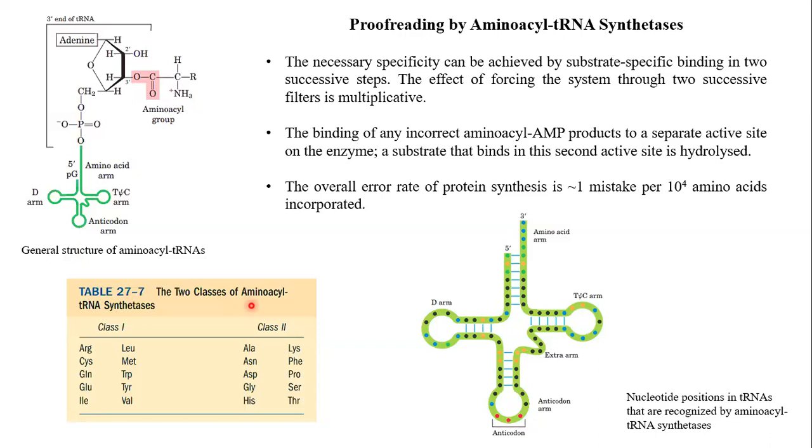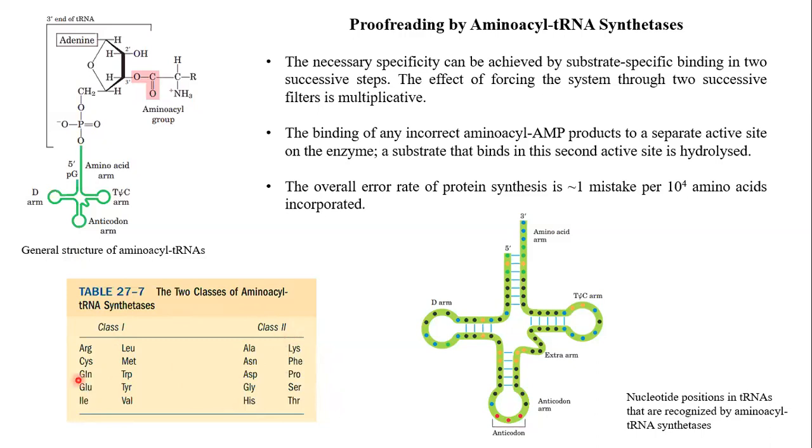This table shows two classes of amino acyl transfer RNA synthetase. So there are 20 amino acids. 10 amino acids are amino acylated by class 1 enzymes, and the rest of the 10 get amino acylated by class 2 enzymes.